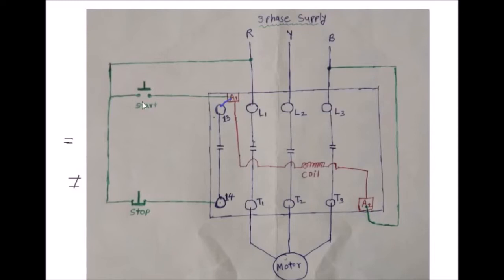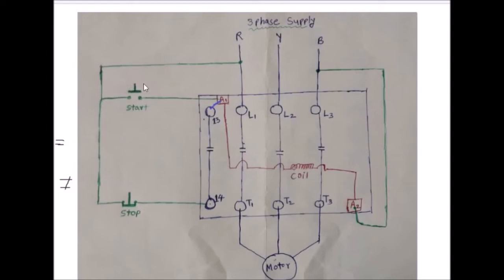Directly the voltage is available at the A2 terminal, but terminal A1 is connected with the start push button, and the other remaining terminal of the start push button is connected to any one phase. Also, the stop push button is connected to the 14 number contact, and one terminal of the stop push button is connected to the R phase, and terminal A1 of the coil and 13 number are shorted through a wire. See, this is a start button which is normally open, and this is a stop push button which is normally closed.